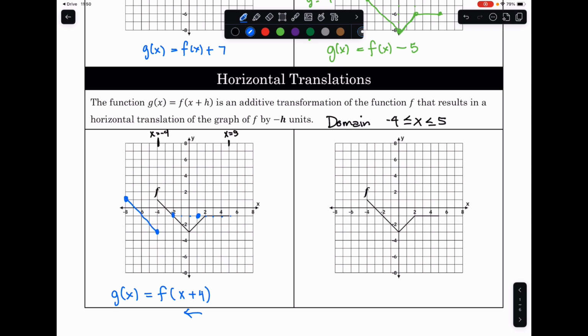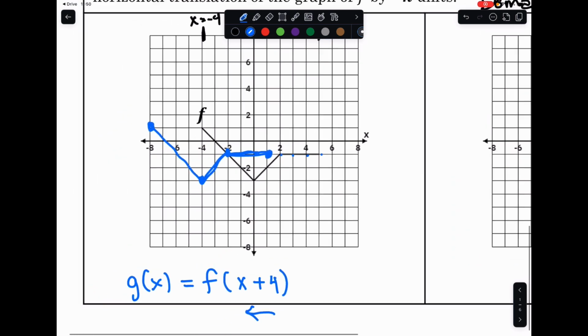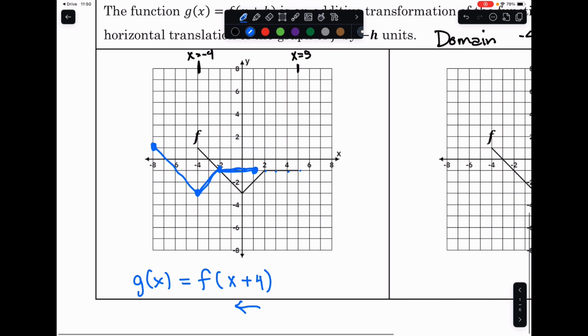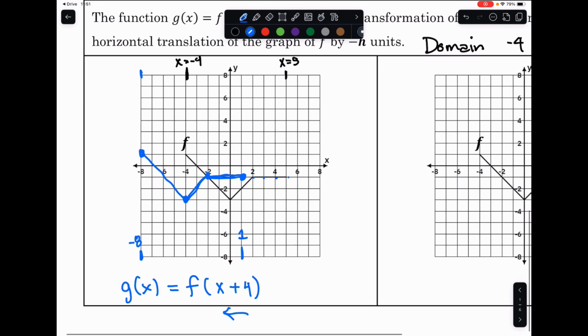So the graph for g, which is this blue graph right here, will look like this. This is what the graph of g is. And if you compare the domain of g to f, notice that the furthest x value that g has is -8, and the furthest right point that it has in terms of x is +1, which again is a 4-unit difference.